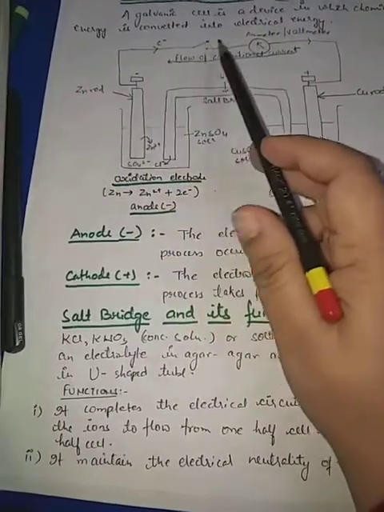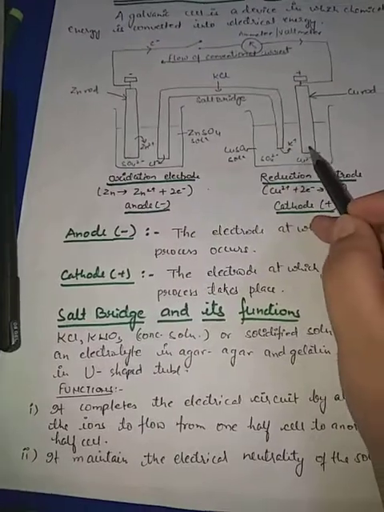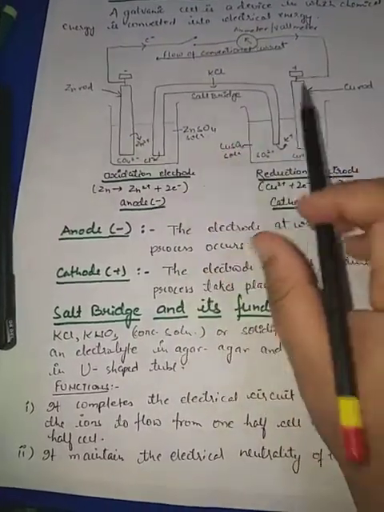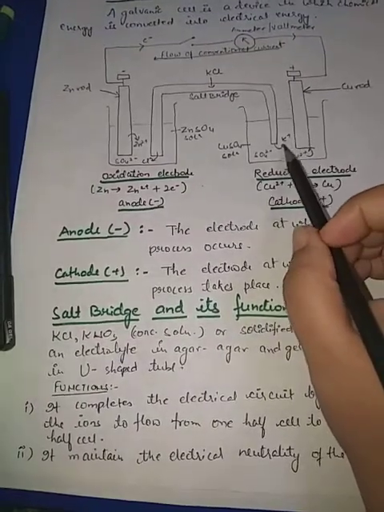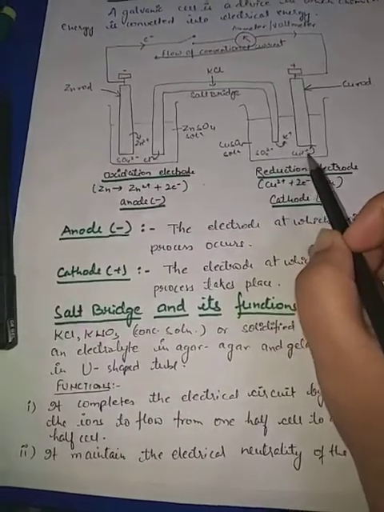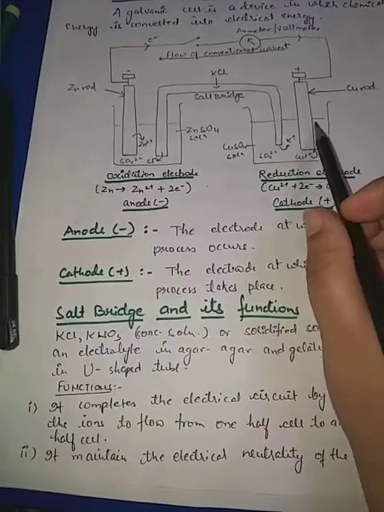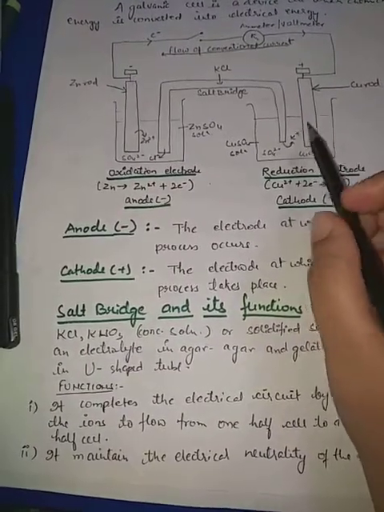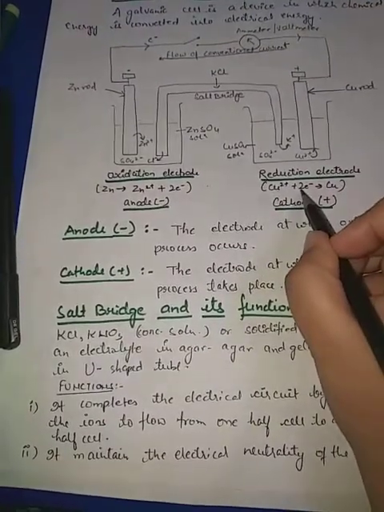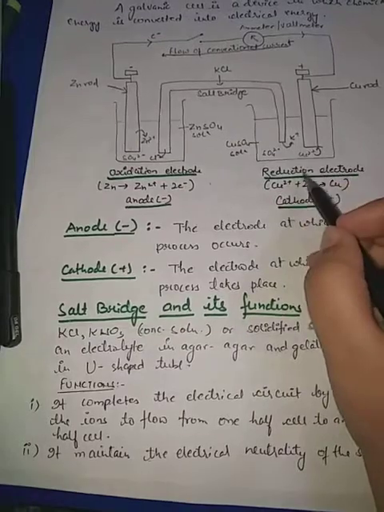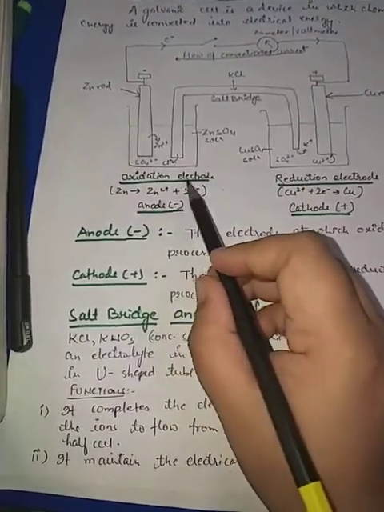These electrons will move from here and come here, and these two electrons from the zinc will come here. The copper ion from the aqueous solution will gain those two electrons here and get accumulated here. It will convert into copper metal. So gain of electrons is taking place here, which means it is the reduction electrode, and here loss of electrons is taking place, so it is the oxidation electrode.